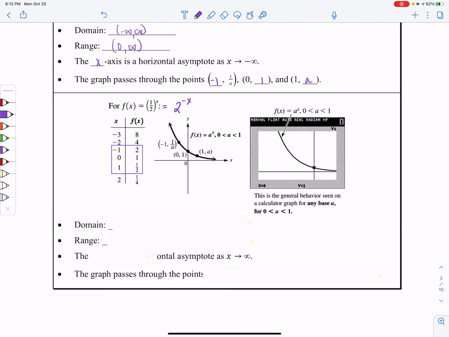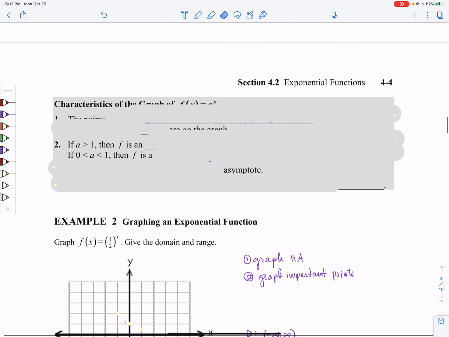All right, let's go ahead, though, and take a look at this guy. Again, we've got these 3 coordinates. We have the coordinate (0, 1). We also have the coordinate (1, base). And then lastly, we have the coordinate (-1, reciprocal of the base). My domain is still going to be all real numbers. My range is still going to be from 0 to infinity. I'm still going to have a horizontal asymptote on the x-axis, so go ahead and draw that in there. And then again, my three important points are going to be the (0, 1), the (1, base), and the (-1, reciprocal of the base). Now let's practice drawing some of these.